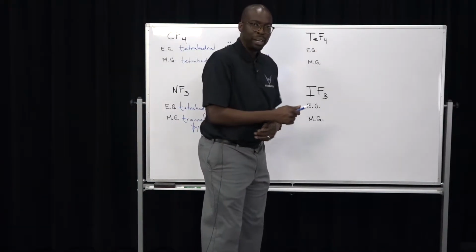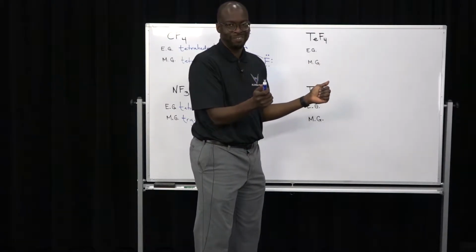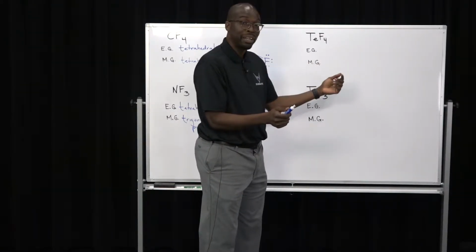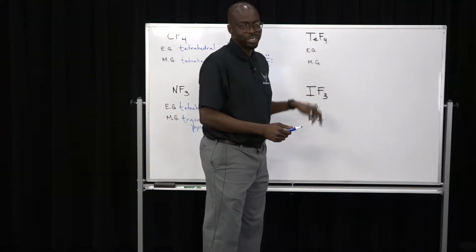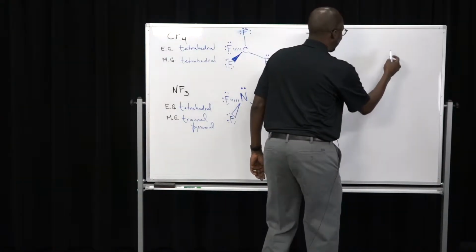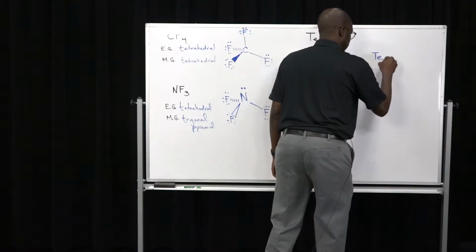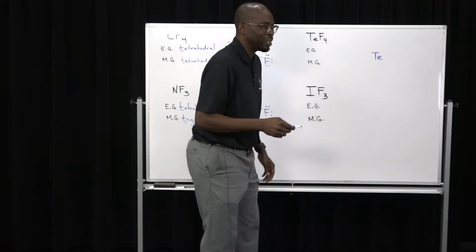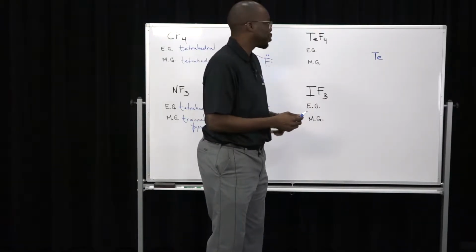It's going to make 4 bonds with fluorine. 6 plus 4 is 10. Okay? 10 divided by 2 is 5. So this is the 5 charge cloud case. The 5 charge cloud case for tellurium yields an electronic geometry of trigonal bipyramidal.